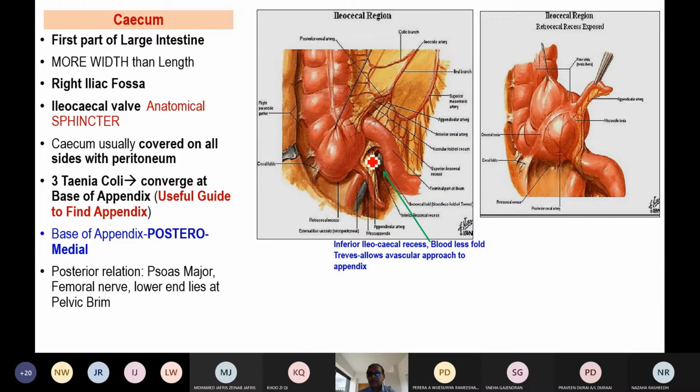So what we see here is that the cecum is there, and I already told you the cecum is wider than its vertical length, and it is lying where? In the right iliac fossa, and beneath the cecum lies a muscle called psoas major. There is also a nerve, the femoral nerve. Here actually the pelvic cavity starts, and towards the left side the cecum joins the ileum.